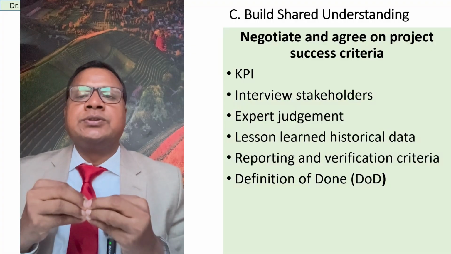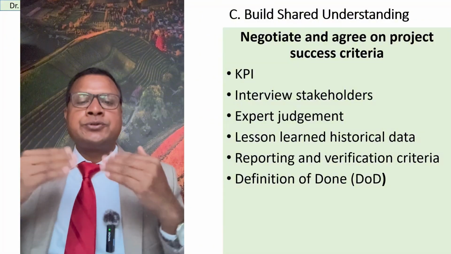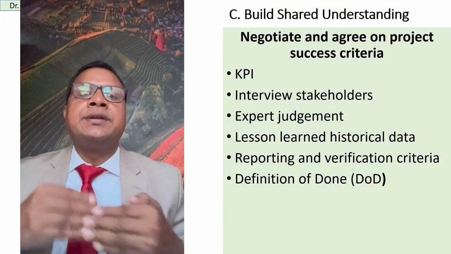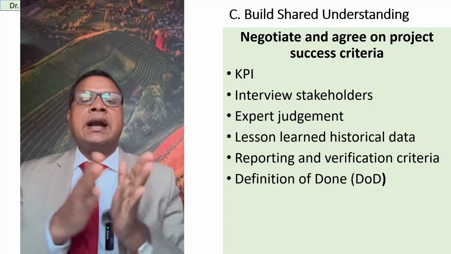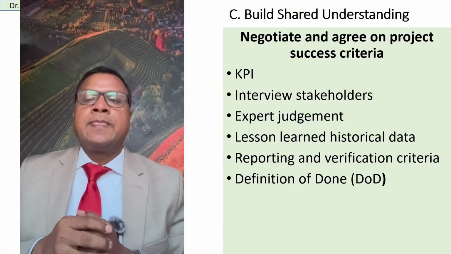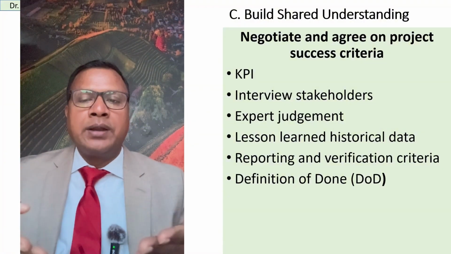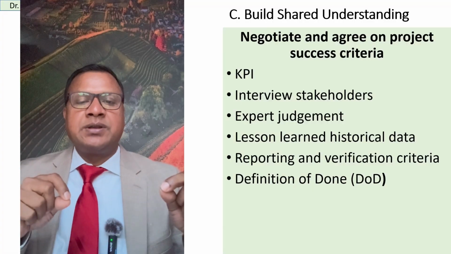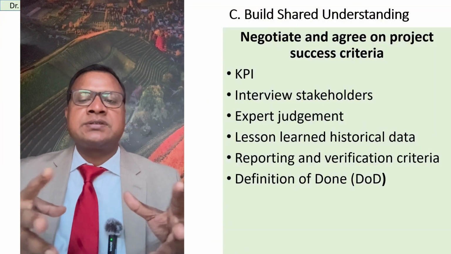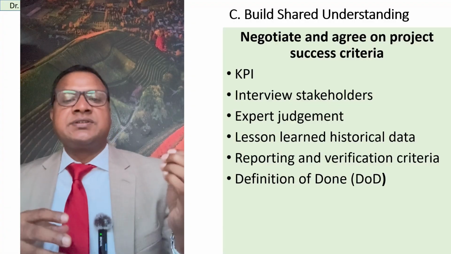So they should know the key performance indicators. We should negotiate, talk with each other, and we should agree on the project success criteria, how we can go to the last goal of the project. So we can interview the stakeholders about what they know and what they want, and we can make expert judgment so the experts can share their views with the audiences of stakeholders, and we can also share the lessons learned from the historical data of previous similar projects.